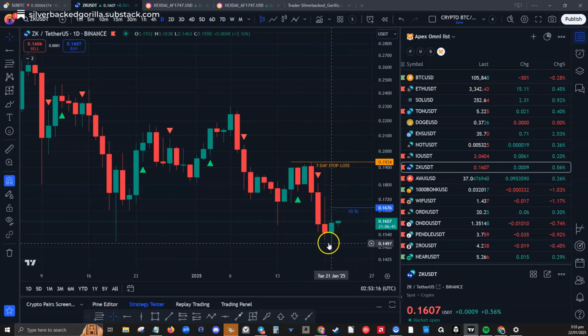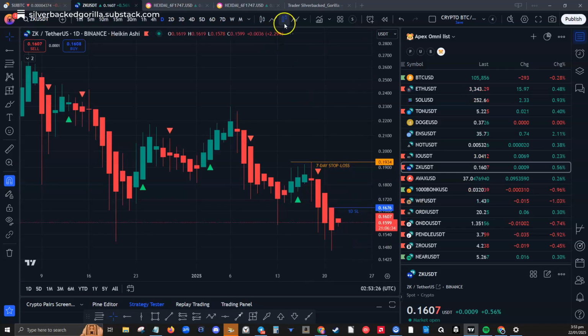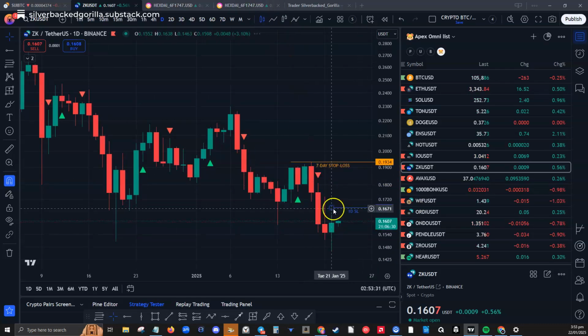A bit of an extended wick down here, and it looks like it's trying to bounce, but if that stop loss level was set there and we're doing a short, I would do it. I would go short there because we've got enough confluence. We've got 3, plus that grouping.